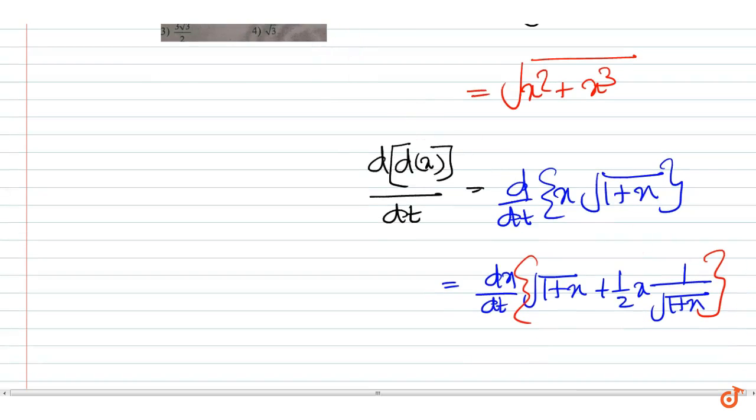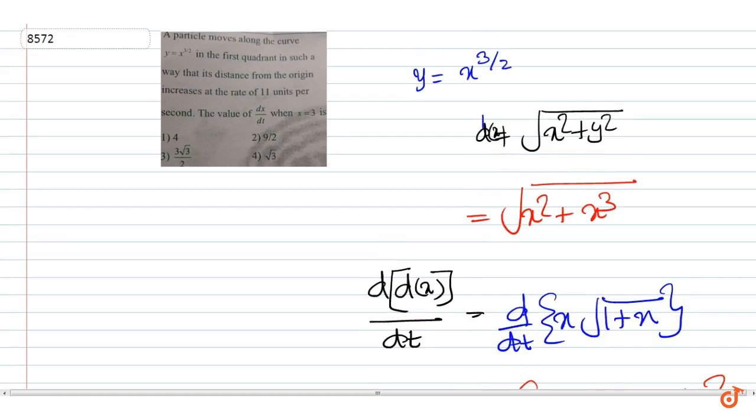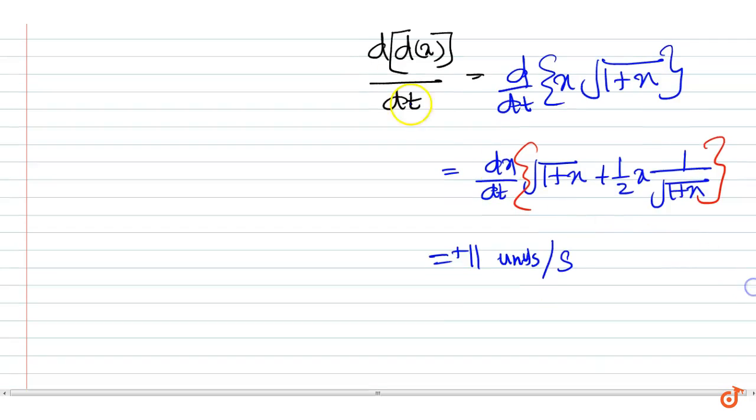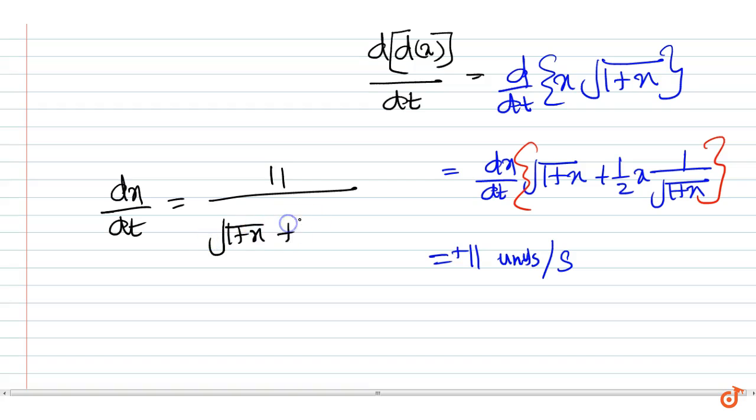It is given that this is equal to 11 units per second. This gives dx by dt is equal to 11 upon the square root of 1 plus x plus x by 2 into the square root of 1 plus x.